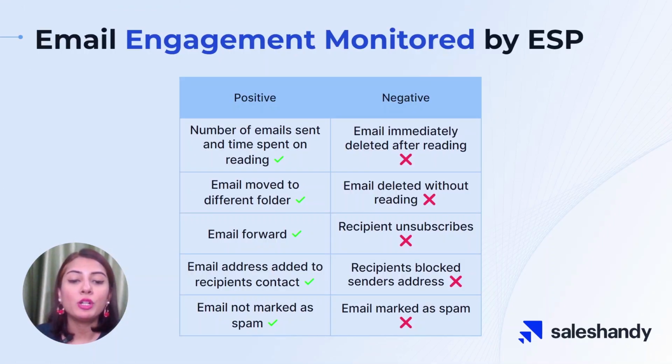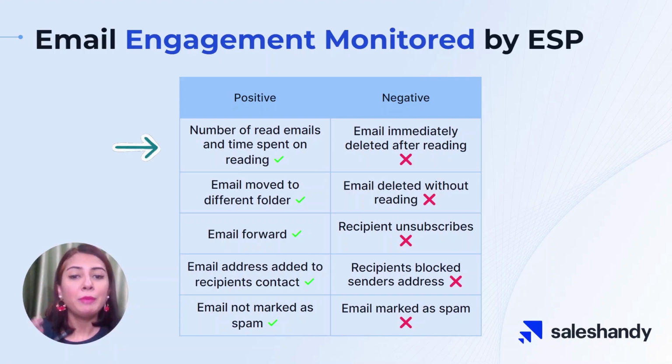So now let's move on to positive and negative email engagement reactions monitored by mailbox providers. The first reaction that is monitored is the number of read emails and the time spent reading the message. Mailbox providers know which emails were read and the ones that were left unread. Additionally, they're also aware of how long a recipient spent interacting with the message. This is a metric considered very valuable for mailbox providers.